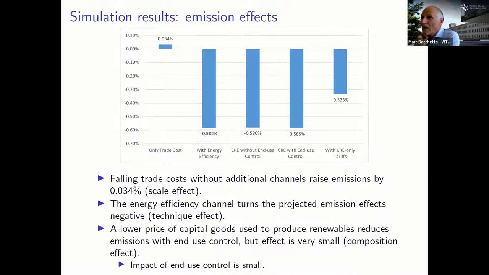Here we show the cumulative effect of the various scenarios. The first is just the effect of a change in trade costs, which, not surprisingly, raises emissions by a relatively small amount. Then we combine it with the energy efficiency effect, which kicks in, and this one turns the projected emission effects negative. That's a technique effect.